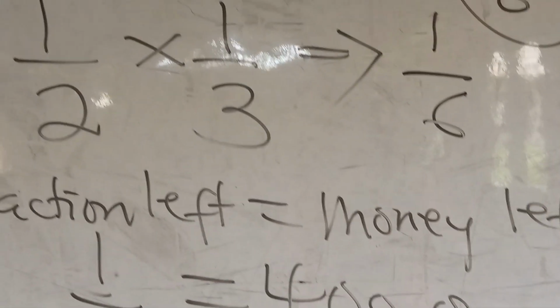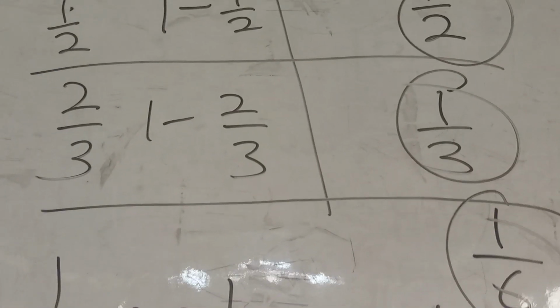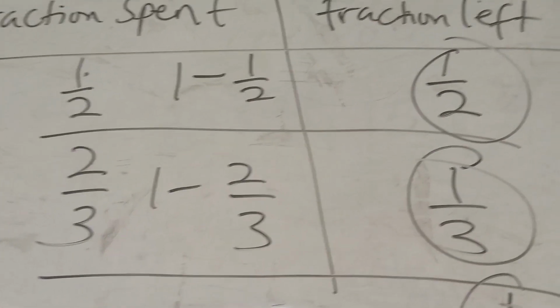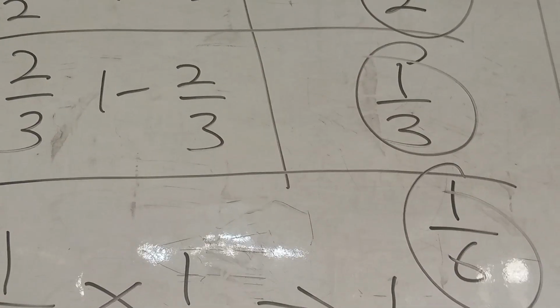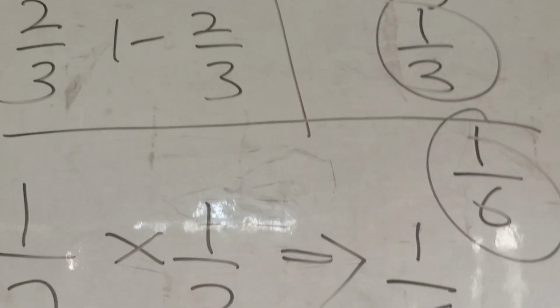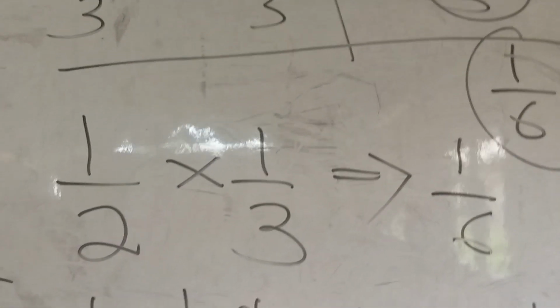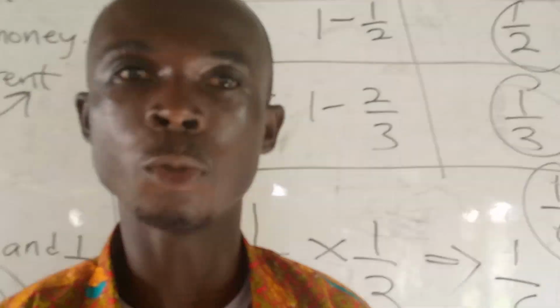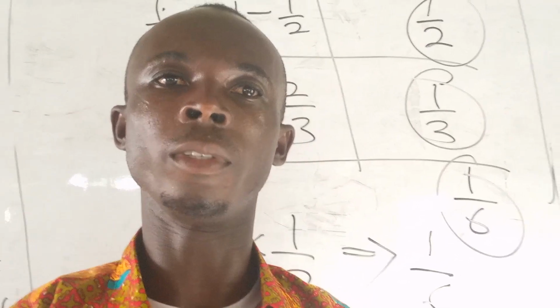So why don't you go for the first approach? Because with this one, if you don't take care, it will confuse. But this one too is very simple. So I believe I've made fraction spent and fraction left very simple. And this brings us to the end of this session.